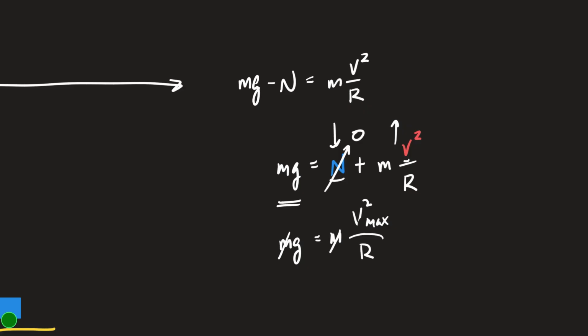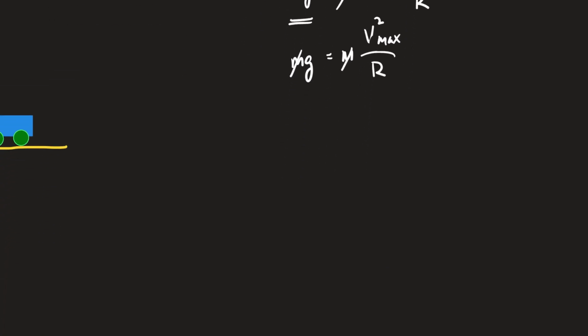So cancel the m's out. And v max equals the square root of gR. I can't go any faster than that or else it shoots off the track. Oh, I forgot the square root sign. There we go. Now that sets us up for the next part of the problem. We cannot be going faster than this speed. So they want us to figure out how far I can pull the spring back so that I don't shoot the car off the track.